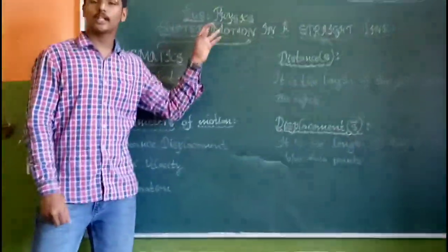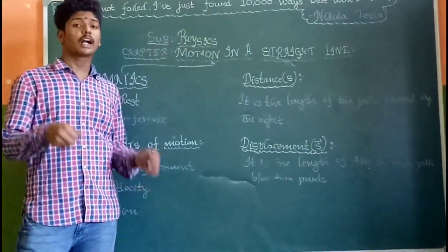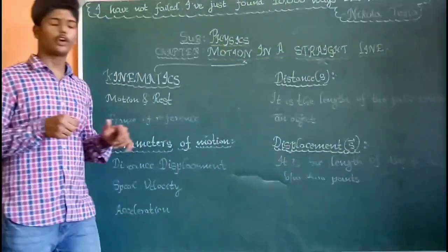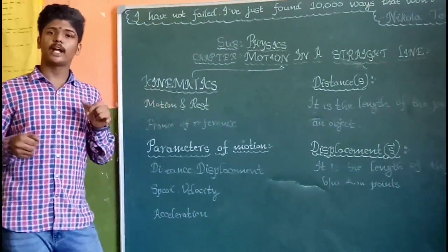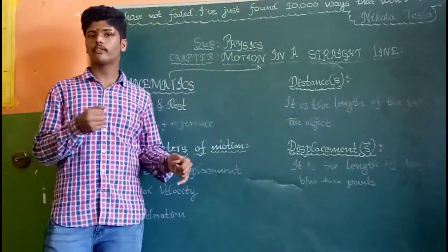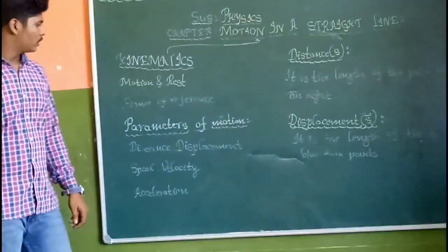This chapter, Motion in a Straight Line, and the next, the fourth chapter, Motion in a Plane, come under the branch of physics called kinematics. So what is kinematics? Kinematics is the branch of physics which deals with the study of motion without knowing the cause of it. Okay?